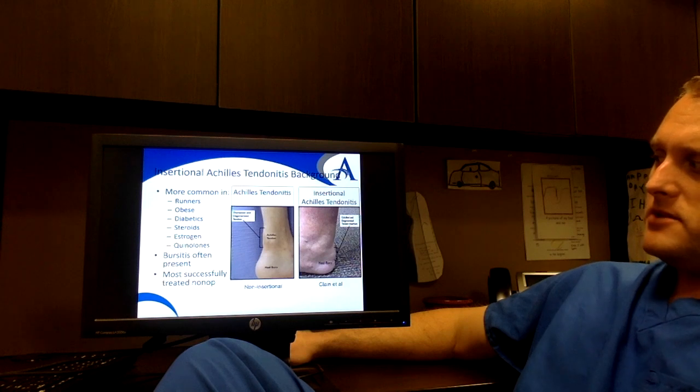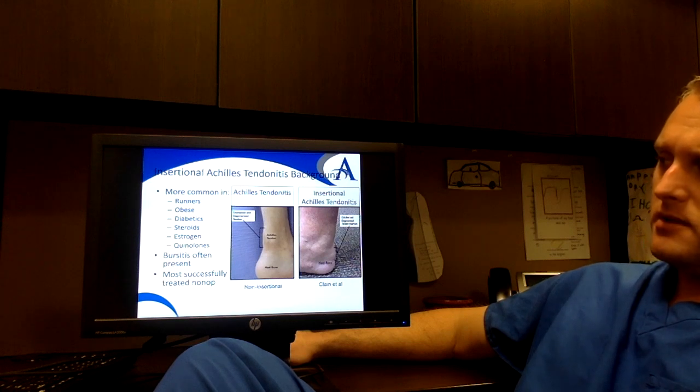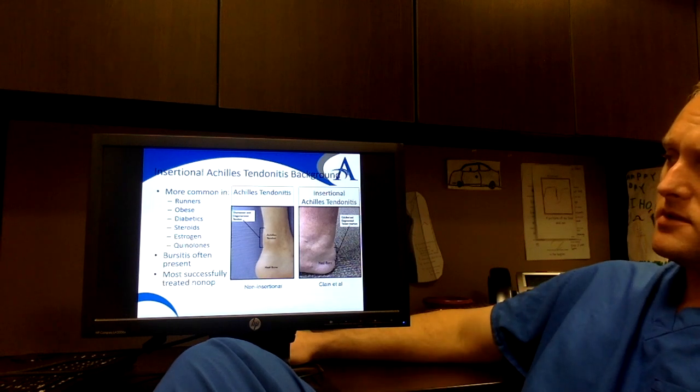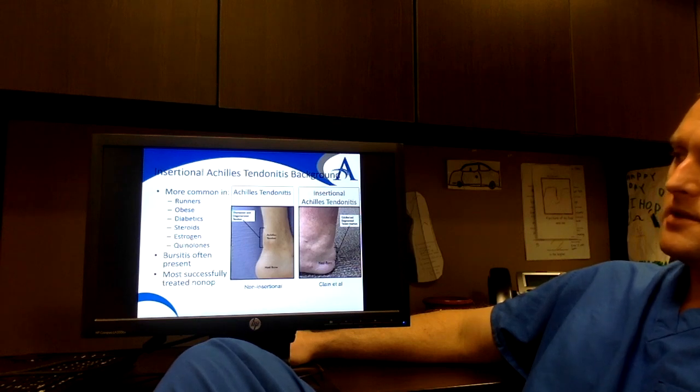So basically what we were talking about before was where the tendon was ruptured. You're getting the tendonitis or the tendinosis in the previous talk. The insertional one is a little bit more distal, and that's the pump bump that you see a lot of times. You're going to see these a lot in runners.